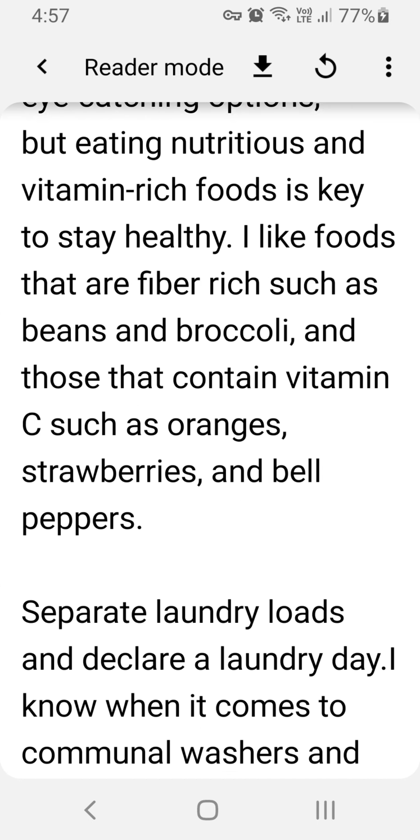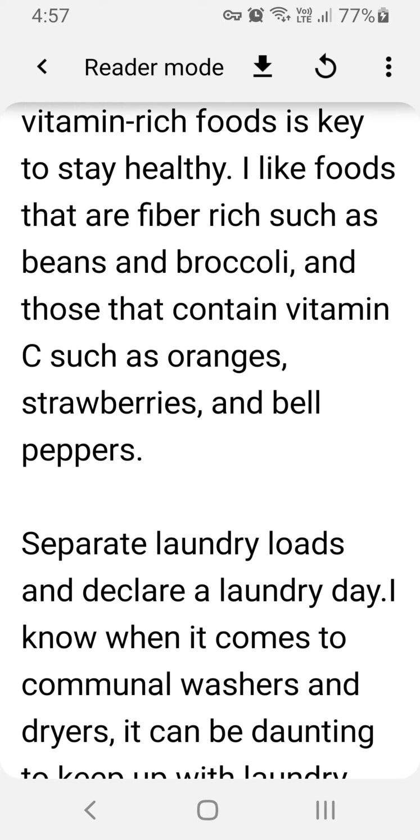Have a balanced diet and exercise. During winter break with ample free time, routines in the gym and diet can slip. Exercise can be performed in numerous ways, from forfeiting the campus bus to walking to class, to spending an hour a few days a week at the campus recreation center. When in the dining hall, there are many delicious, eye-catching options, but eating nutritious and vitamin-rich foods is key to stay healthy. I like foods that are fiber-rich, such as beans and broccoli, and those that contain vitamin C, such as oranges, strawberries, and bell peppers.